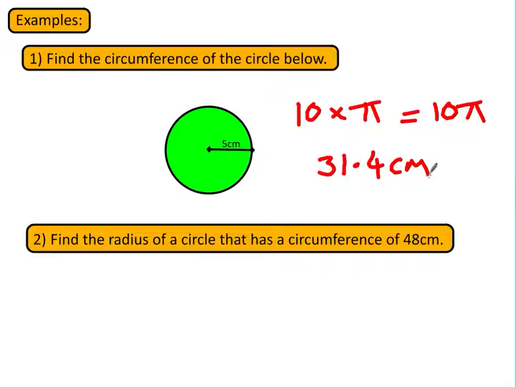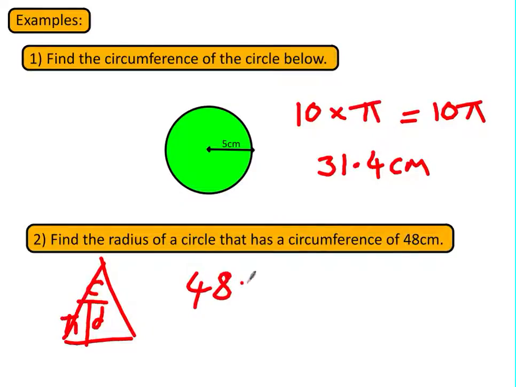Okay, if we wanted to work out the radius of a circle that has a circumference of 48 centimetres, then we can do that as well. So we've got the circumference. Let's just draw our triangle. So circumference is pi and diameter. So if we want to find out the radius, we'll first of all find the diameter. So we need to do 48 divided by pi.